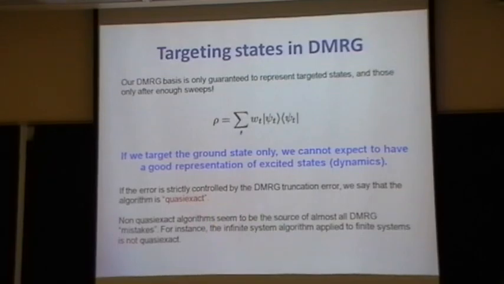When the error is uncontrolled, for some reason, for instance, when we use the infinite size algorithm to find a system, or we try to calculate excited states using the basis for the ground state, we say that the simulation is not quasi-exact. Basically, it's biased or has errors.